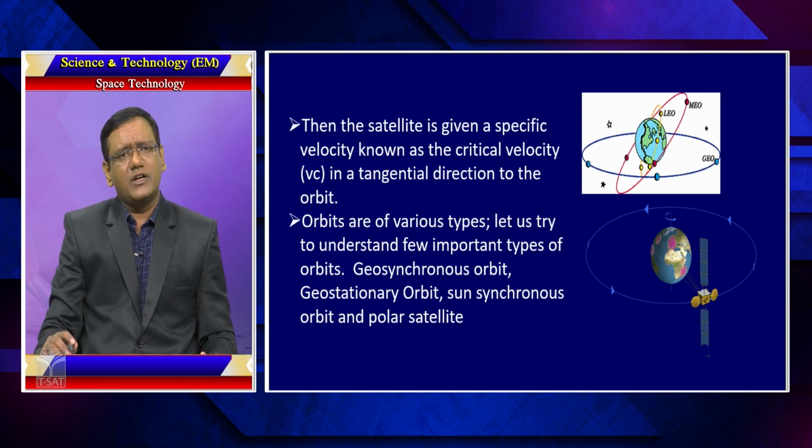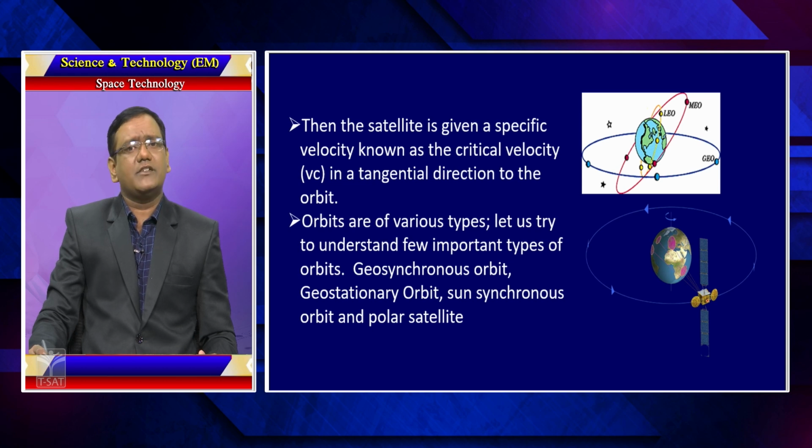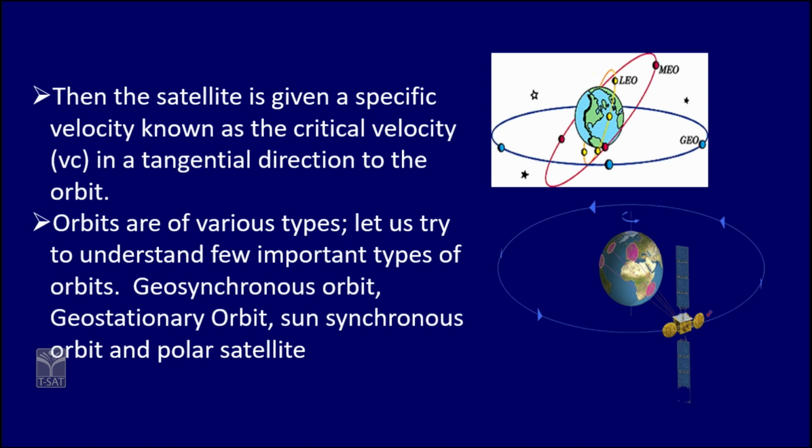If a satellite wants to move around Earth, it should be given a specific velocity, known as the critical velocity, in a tangential direction to the orbit. If this satellite wants to revolve around this particular orbit, it must be given a specific velocity, and that velocity is called the critical velocity. Critical velocity is the velocity required to keep that satellite in that particular orbit.